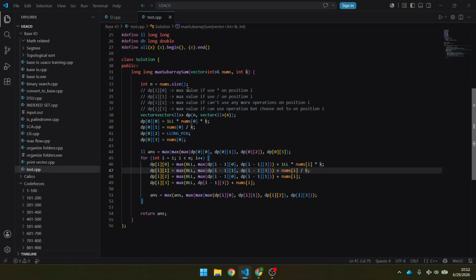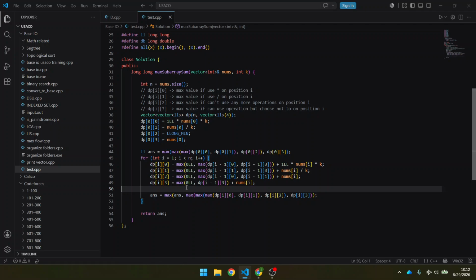And then dp[i][2], if you can't use any more operations. So it can come from using multiplication or using division, and then you just plus nums[i]. So now you can't use any more operations. Okay, so it's 0 and 1. And then over here, if you can't use operations, that's just the maximum of the previous, can use operations but choose not to, max of the 0 plus the current value. And then at each step, answer is the maximum of all of those with the previous answer max.